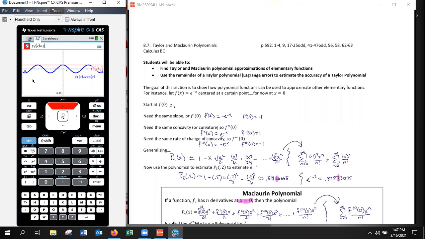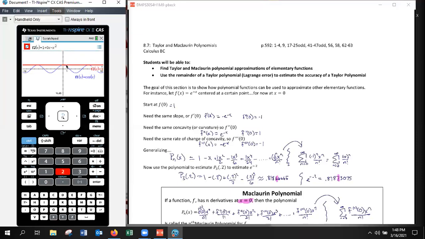And we can see that the derivative at this point is 0. The derivative of cosine is negative sine, and sine of 0 is 0. So our linear polynomial is 1 plus 0x. That doesn't really do much, so I'm not going to hit enter. Now we need to turn this into a quadratic. To turn this into a quadratic, the idea is the concavity needs to be the same. So if the concavity needs to be the same, this should be a negative quadratic at that point. So I am going to type in negative x squared.